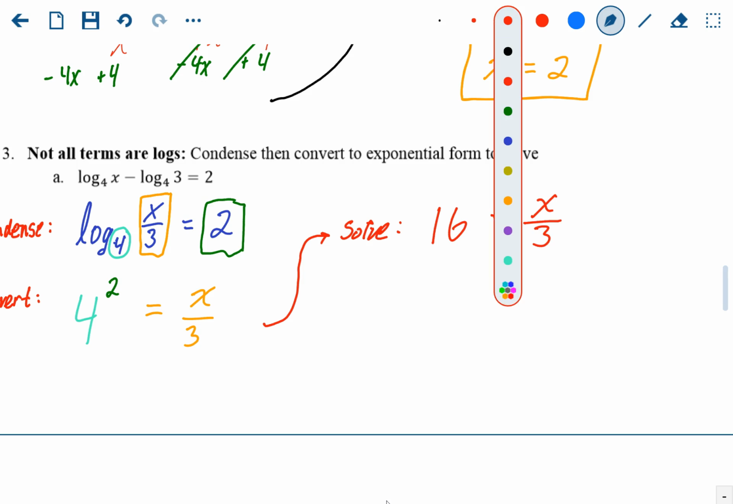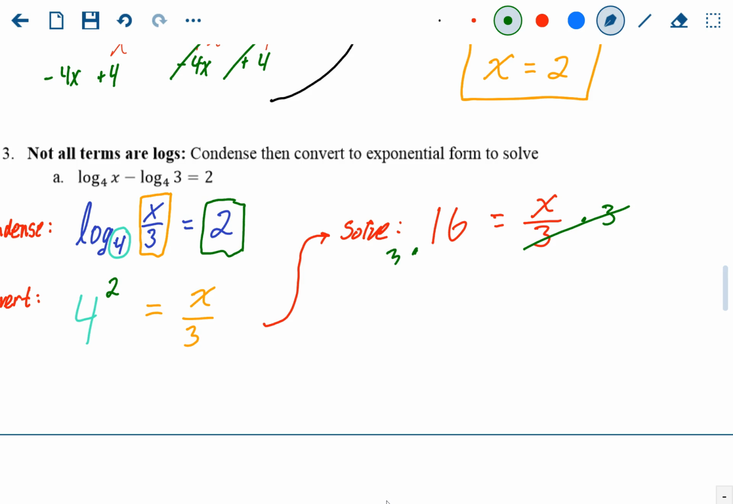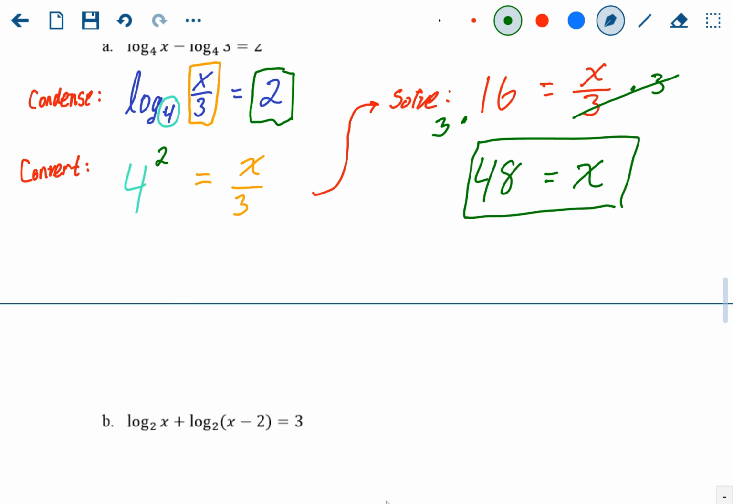So, one-step equation, multiply both sides by 3. The 3 goes away. 3 times 16 is 48. The 3's cancel out, and you're just left with x on the right side. So 48 equals x, or x equals 48. And that's the answer. So some things are easier solved as logs, some things are easier solved as exponents. Let's do the next one.